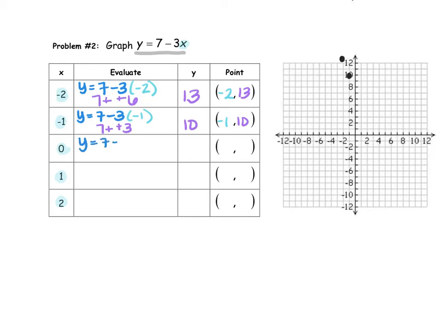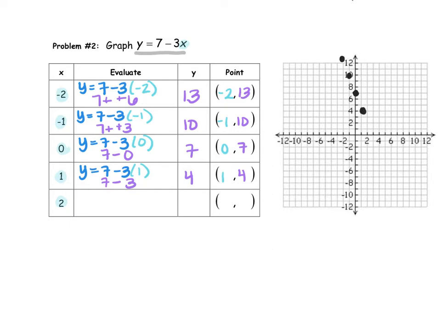For the next point, 7 minus 3 times 0. 7 minus 3 times 0 is 0. And 7 minus 0 is 7. So this is the point 0, 7. And when I plot that, I'm not moving left or right from the origin at all. I'm just going up 7. For the next point, y equals 7 minus 3 times 1. 7 minus 3 times 1 is 3, and 7 minus 3 is 4. So this is the point 1, 4. And when I plot that, it lands right here on the graph.